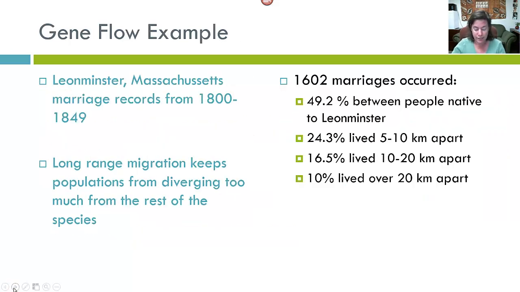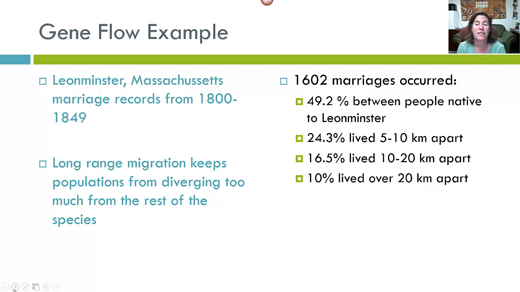Let's look at an example. There was a study in Leominster, Massachusetts, and they explored marriage records from 1800 to 1849, so a 50-year time period. And they recorded 602 marriages during this 50-year period. 49.2%, nearly 50%, were between people that were native to Leominster. So 50% of the population chose their mates from the town in which they were born.